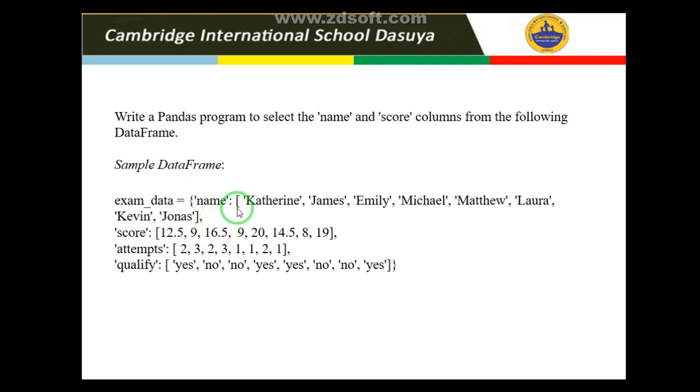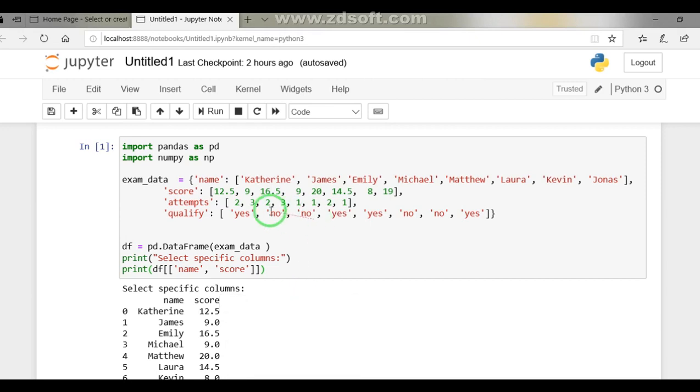Then convert it into a data frame, and the second step is to select the name column and score column only. Only two columns should be displayed in the output. Now see how it is done in Python. Dear students, for simplicity, I have already written that code for faster execution. First we have to import pandas, numpy.